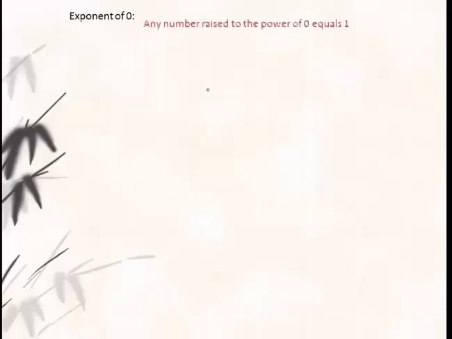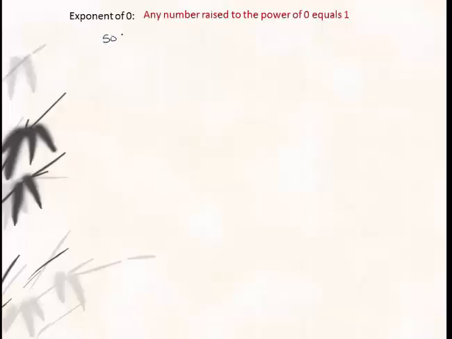Exponent of 0, any number raised to the power of 0 equals 1. So I can have 50 billion, and if I raise that to the power of 0, it equals 1.